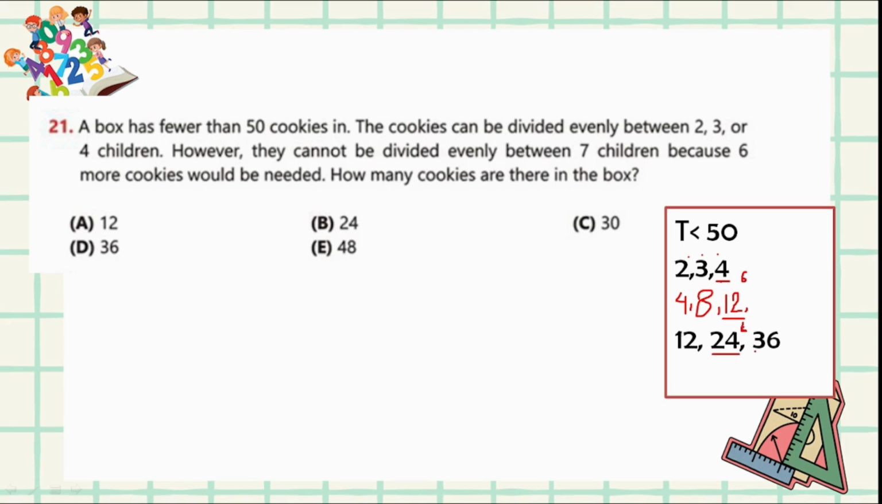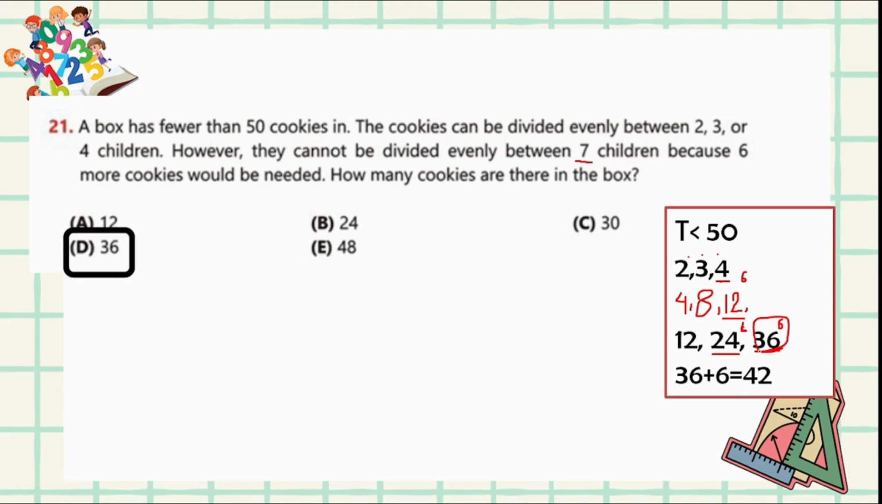Now 12 threes are 36. So we can try this. 36 is divisible by 2, 3 and 4. It comes in the table of these three numbers. And if we add 6 to 36, the total is equal to 42. So 42 is divisible by 7 as well. It means our number is 36.